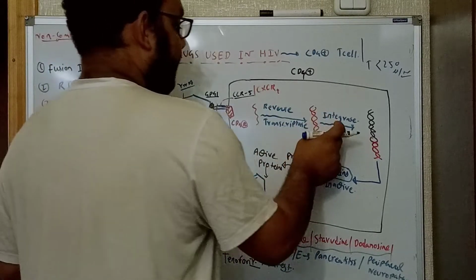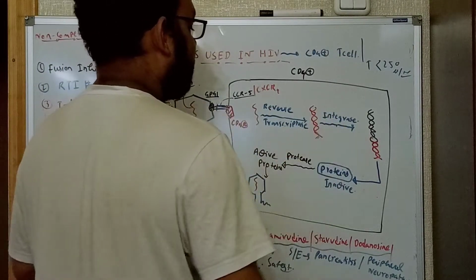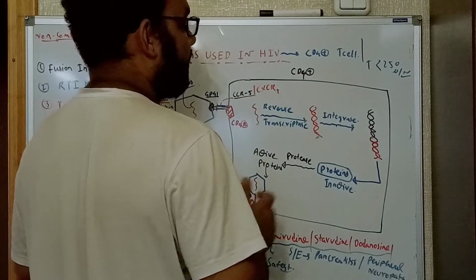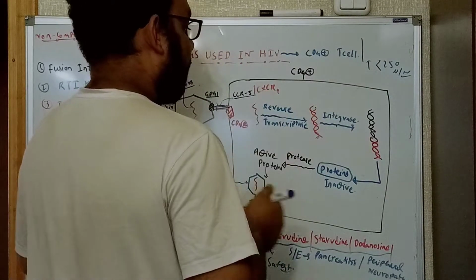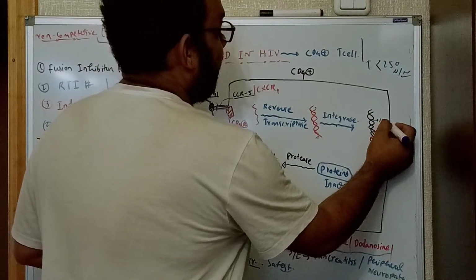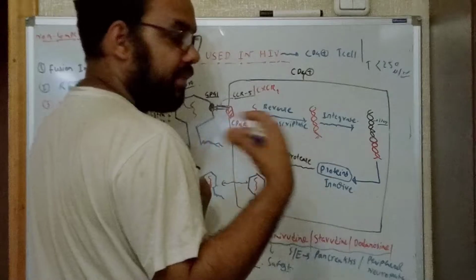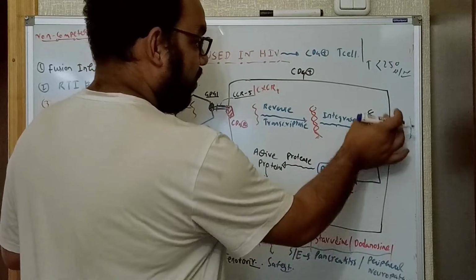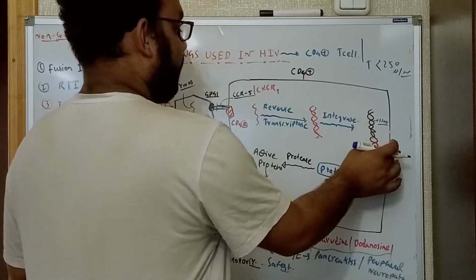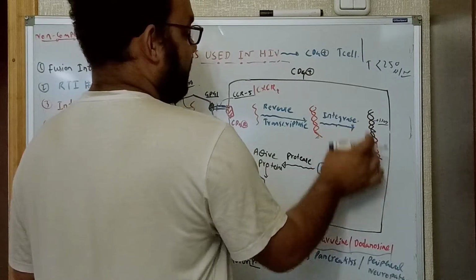Whenever the DNA is formed by the action of reverse transcriptase, the main problem we will see is that there is one type of enzyme known as integrase. The first part is the host DNA, or human DNA. They have the capacity to get attached with the host DNA, the human DNA, so they will get fused by the action of the integrase enzyme.